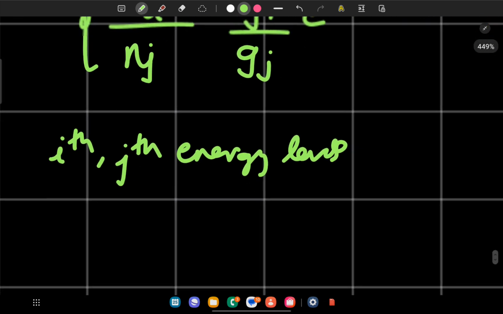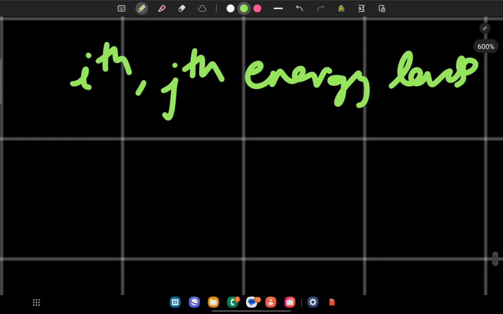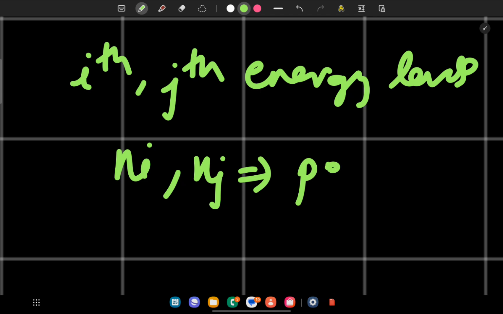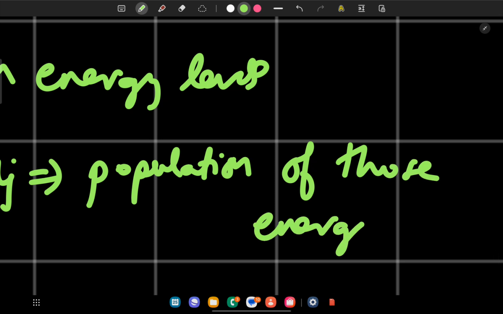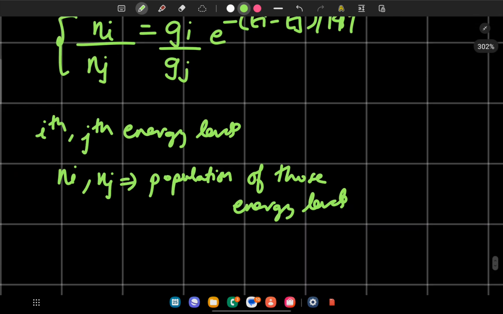ठीक है, Ni और Nj क्या हुए? They are the populations. Ni and Nj are the populations in those energy levels. Ei and Ej are the energy levels of those population levels.